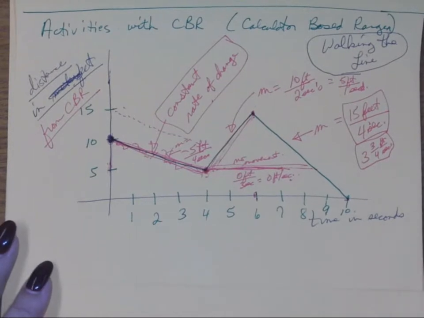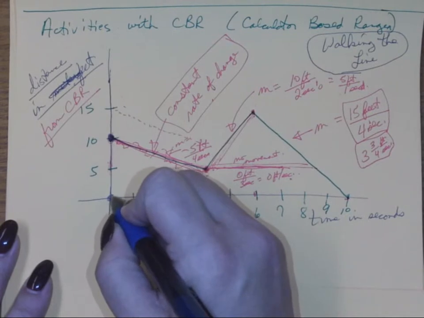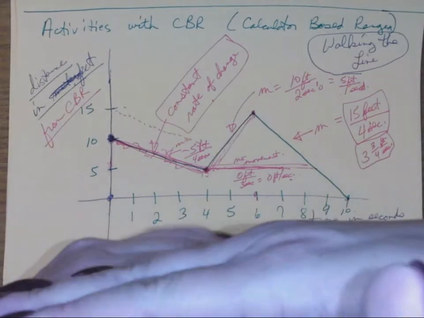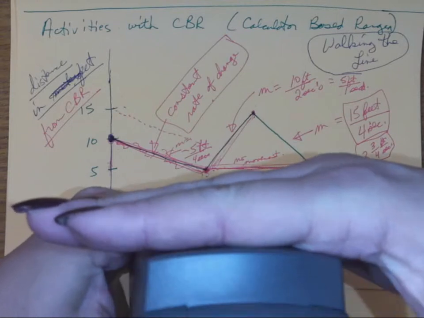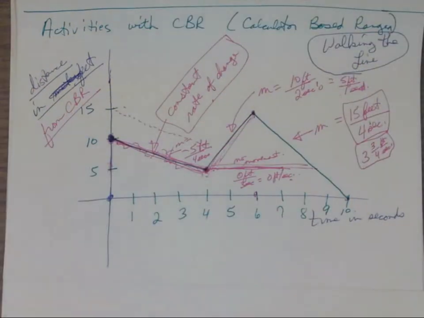What if the graph had started right here? Well, at 0 time, I would be at 0 feet away from the CBR, right? So my object would actually be directly in front of the CBR. I would be blocking it, basically, and then I would get farther away.